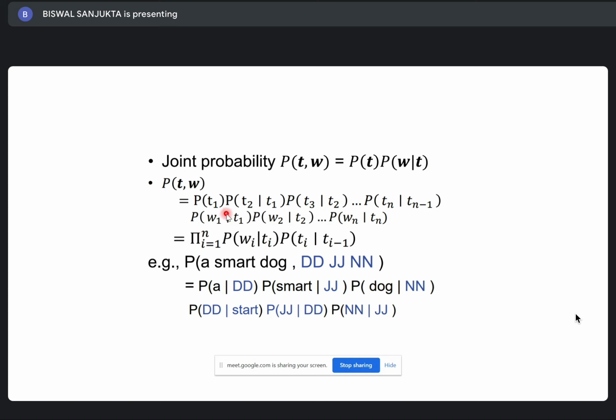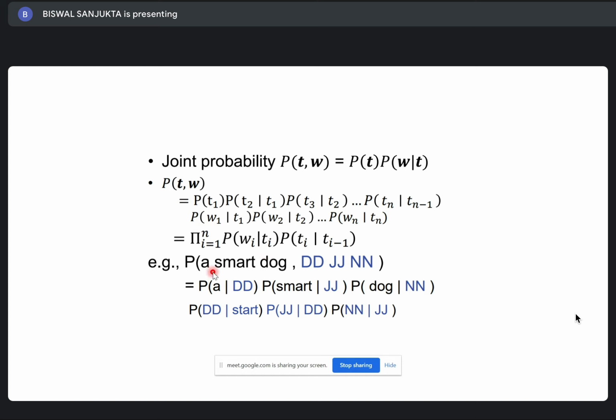Sorry, one question here. The second part you explained, probability of word one given the tag of the corresponding word. What is the first part, probability of T1, then T2? This one is the sequence of tags, not words. So they are checking the probability of the second tag given T1, like that, in the first part, and then they are checking the word sequence given the tag sequence. Right. Okay, cool. Thank you.